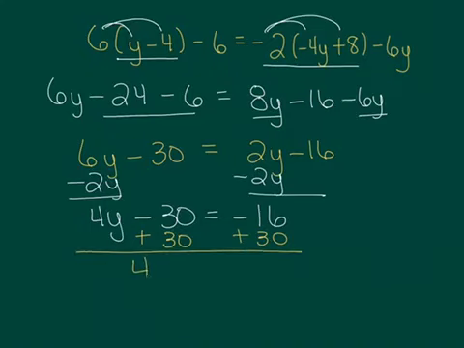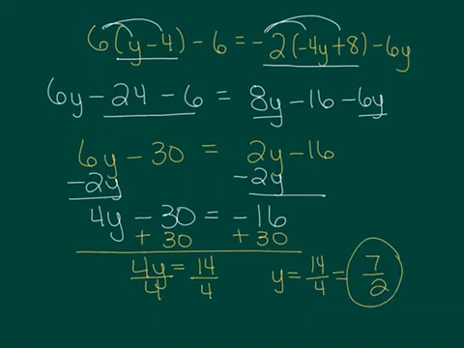So now I have 4y is equal to 14. Divide both sides by 4, and y is 14 fourths, which reduces to 7 halves. And you can go ahead and leave it as an improper fraction as long as it's reduced.